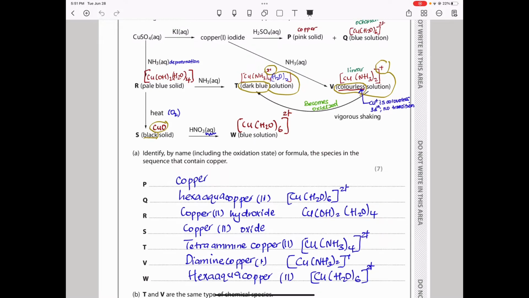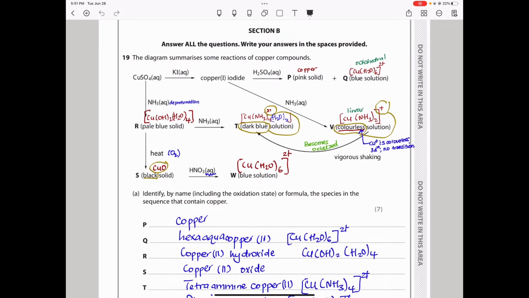So when we go down here, they say identify by name, including the oxidation state, or formula, the species in the sequence that contain copper. So I will begin with P. This is guaranteed, the pink solid should be copper, so the answer here should be copper. And then the blue solution should be hexa aqua copper 2 plus.